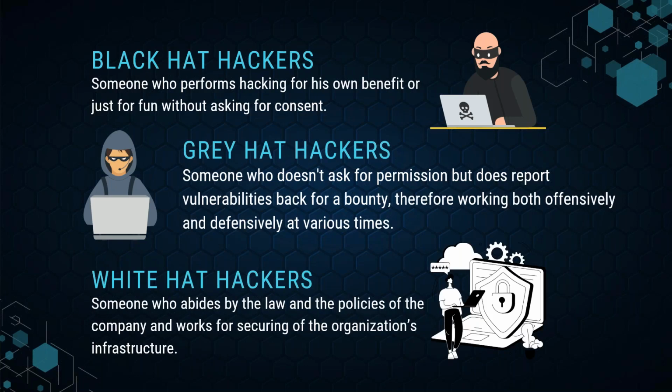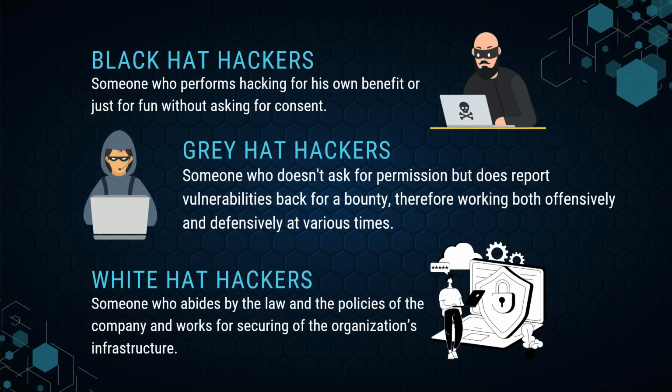In between, there's a third mysterious category called gray hat hackers. These people have qualities of both a black hat hacker and a white hat hacker. Like a black hat hacker, they don't ask for permission first. But once they find the vulnerability, they report it back to the company. Again, nothing is done for free. They do it in return for a bounty, a financial reward they expect for reporting that vulnerability to the organization. So they work both offensively and defensively at various stages, and these people are also commonly known as bug bounty hunters.